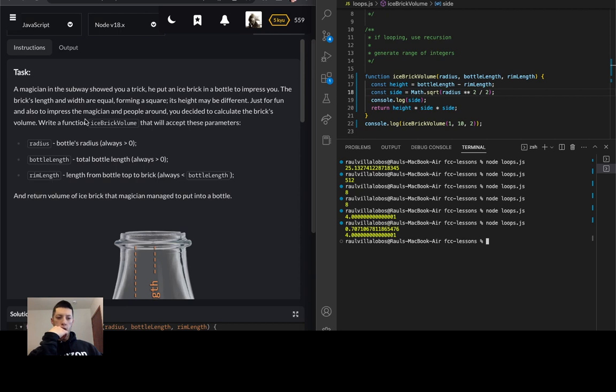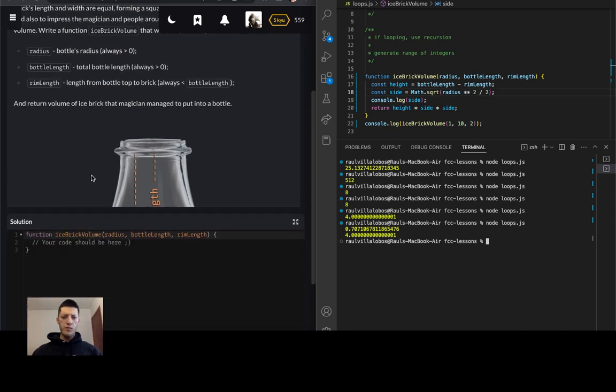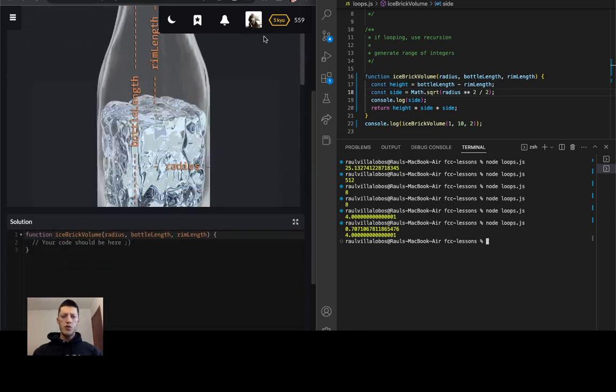Just for fun and also to impress the magician and the people around you, you decided to calculate the brick's volume. So what do you need for that?